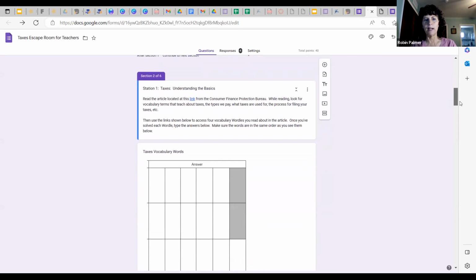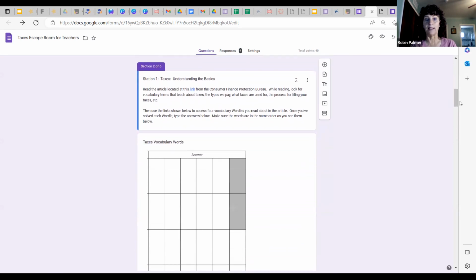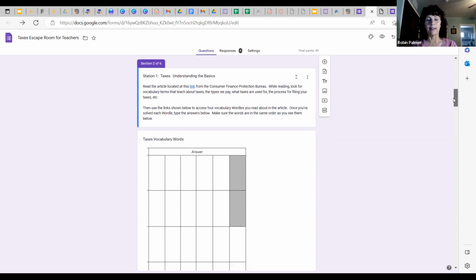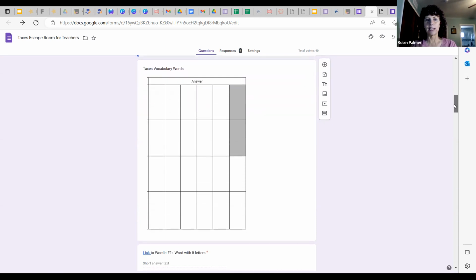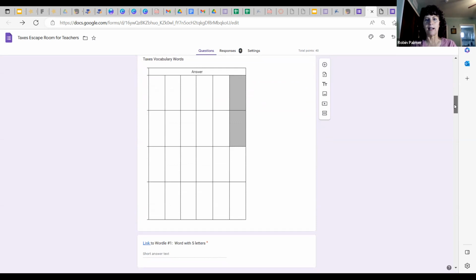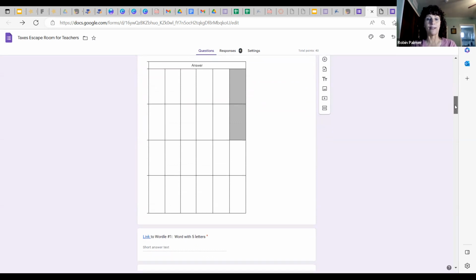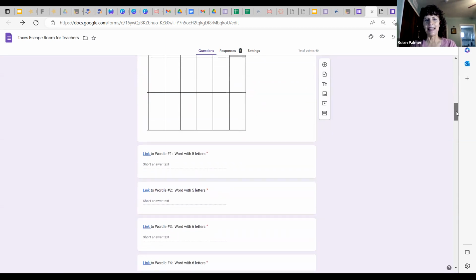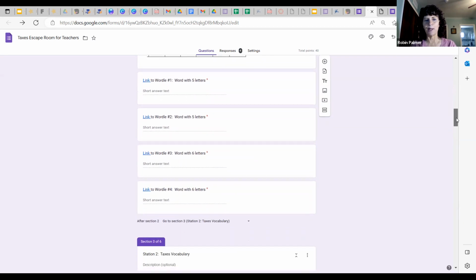Section 2 has those Wordles. So the link that is in the section 2 is the one that I gave you that takes you out to that article. If you wanted to print that and have it available for the students, you could do that. But what they're going to do is solve those Wordles, and then they're going to come back. So I just gave them kind of a picture of this word has 5 letters, 5 letters, 6 letters, 6 letters, and they will type those in.